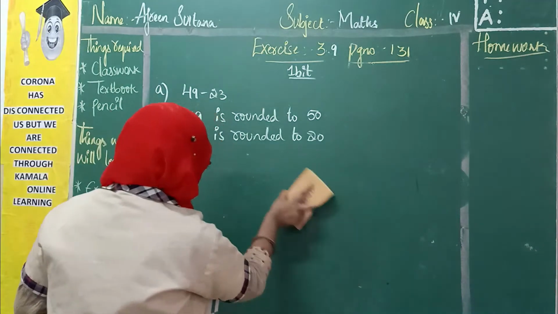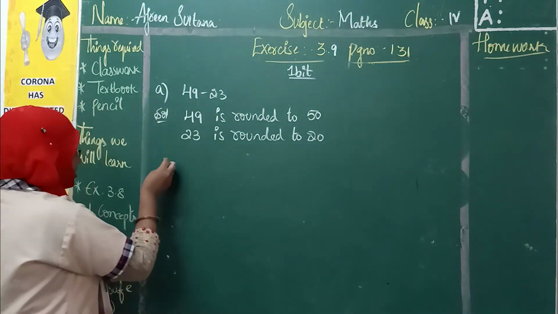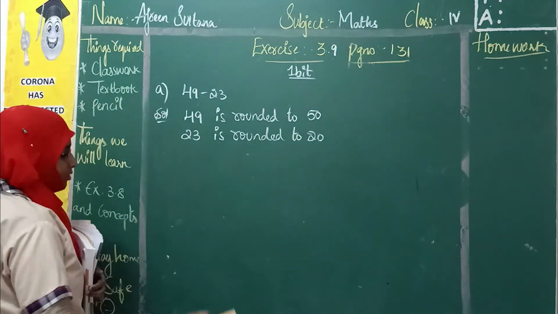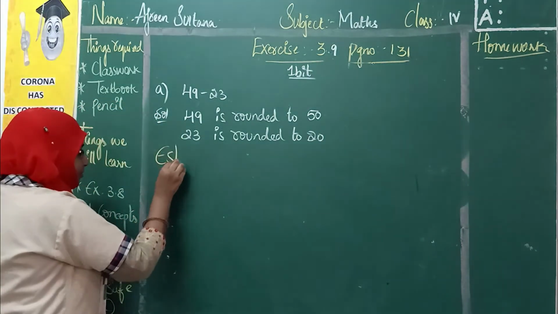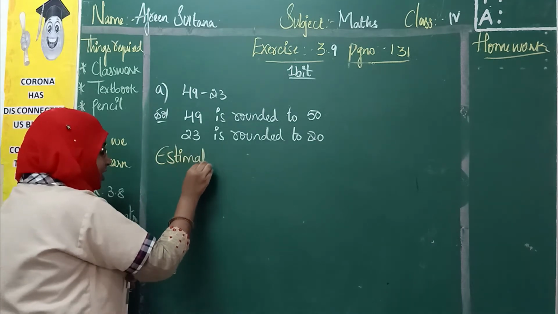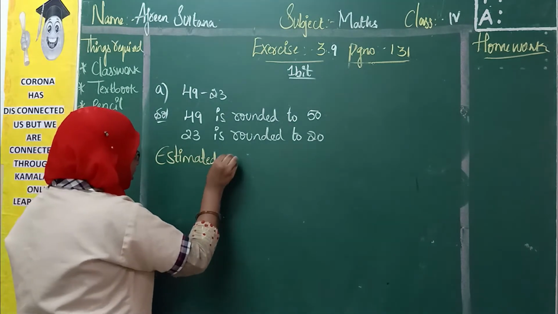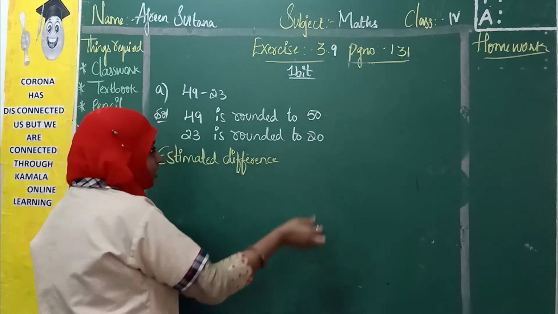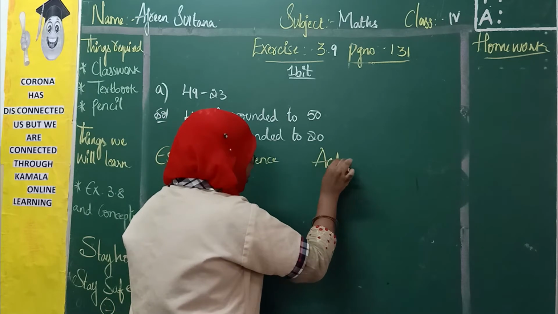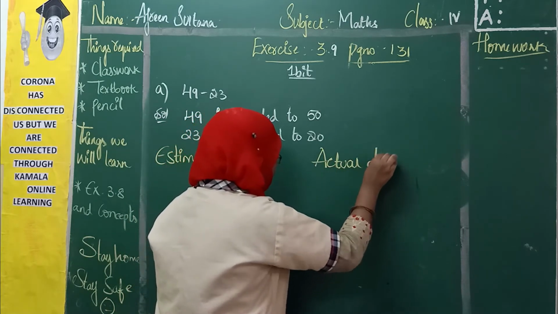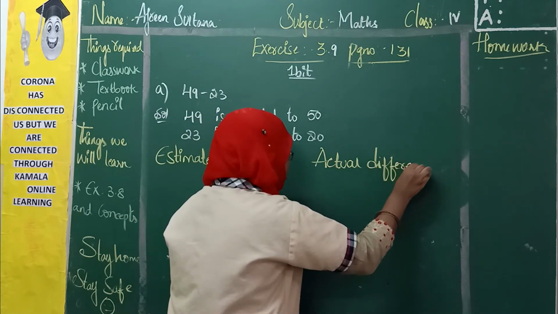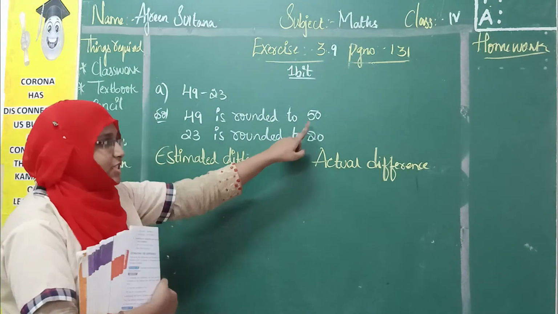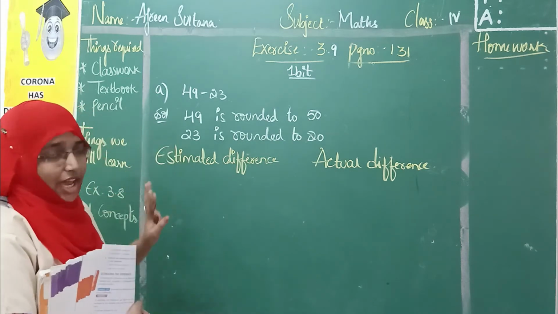But here now we will write estimating difference. Estimated difference. This you are going to underline with your red pencil. And on the right side you can write actual difference. Now what are the estimated values? The rounded values are our estimated values and the given numbers are our actual values.